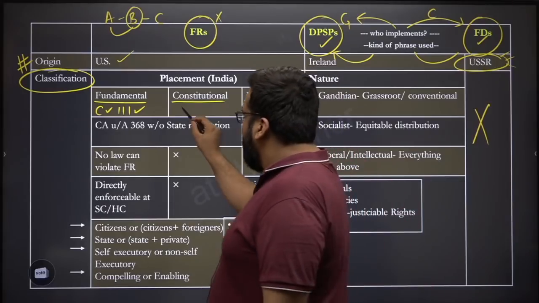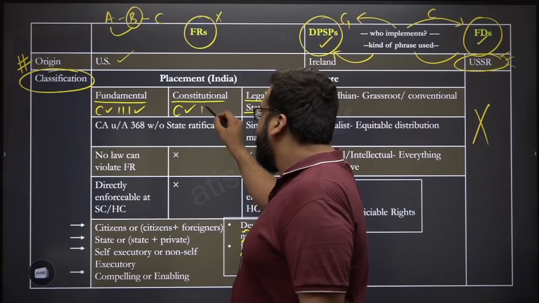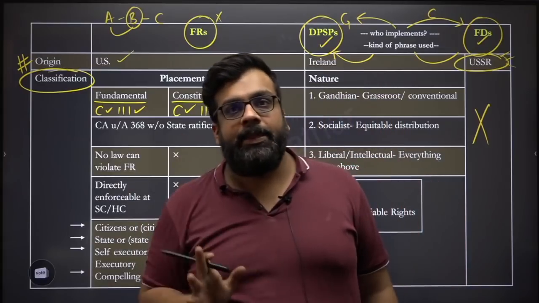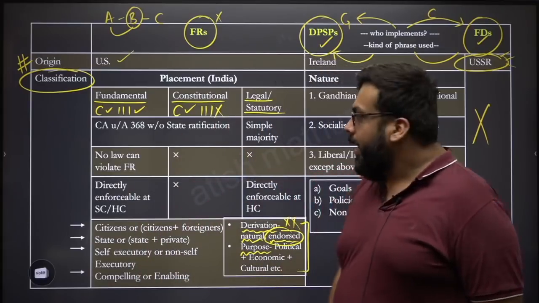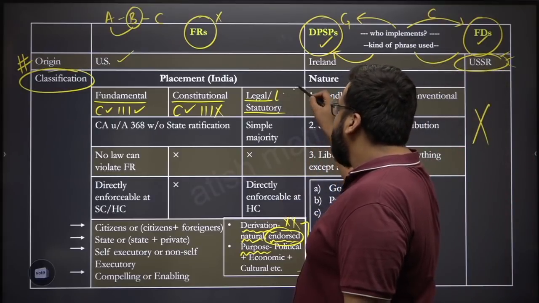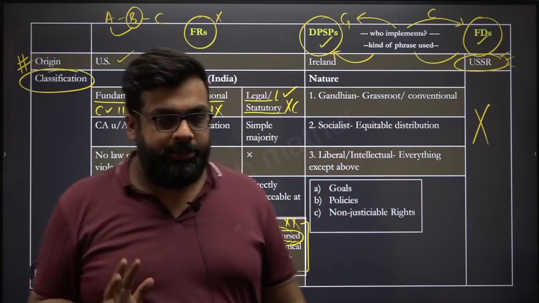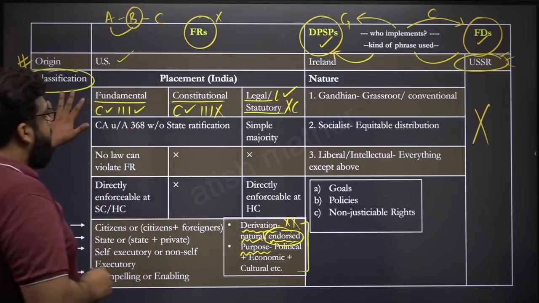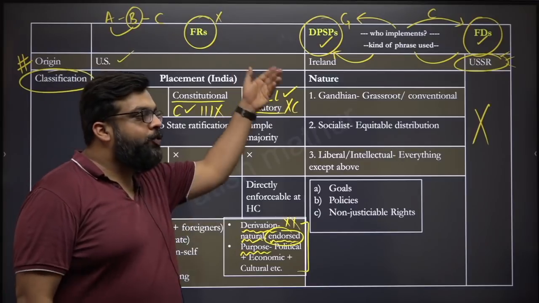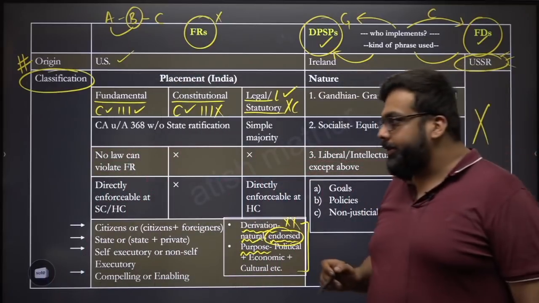Constitutional rights are those which are in the Constitution but are in anywhere else except Part 3. So any right mentioned anywhere in the Constitution except Part 3 is a constitutional right. And as far as legal or statutory rights are concerned, these are rights which are mentioned in any law except the Constitution, in any other law except the Constitution. So for example, right to equality is a fundamental right, right to vote is a constitutional right, and consumer rights are your legal rights. Now, we were speaking about multiple truths.